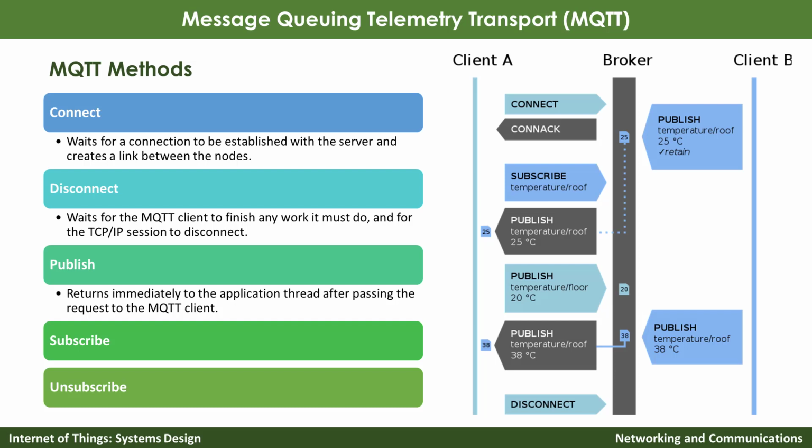MQTT has five different methods: connect, disconnect, publish, subscribe, and unsubscribe. You can see the same methods in the figure as well. In the figure, client B is a sensor, and client A is the one looking for data, maybe an application. The application first connects to the broker, and then the broker sends an acknowledgement.